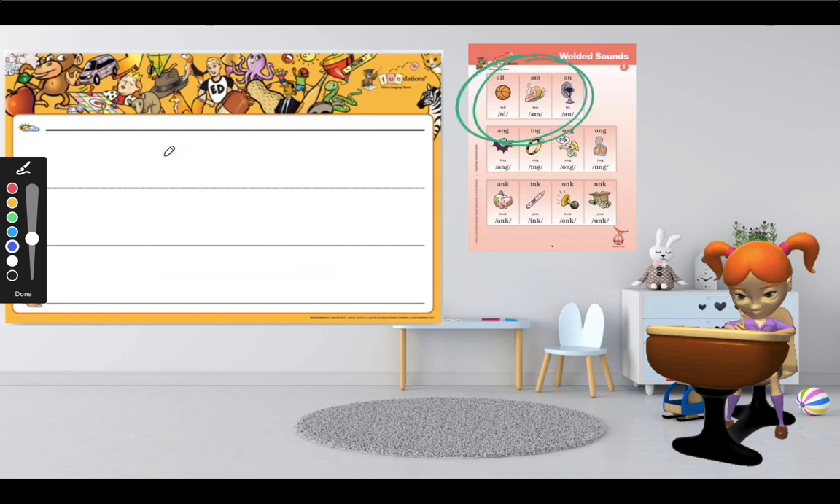Great job, first grade. Let's try 2 more words today. The next word I would like you to spell is bell. Bell. Let's tap it out together. Bell. B-E-L. Bell. Hit pause while I spell the word bell and hit play when you're ready to see my answer.